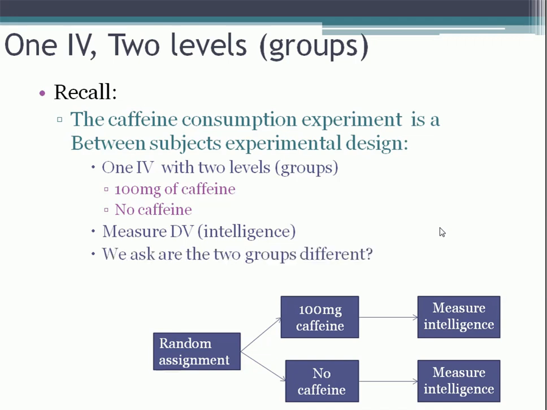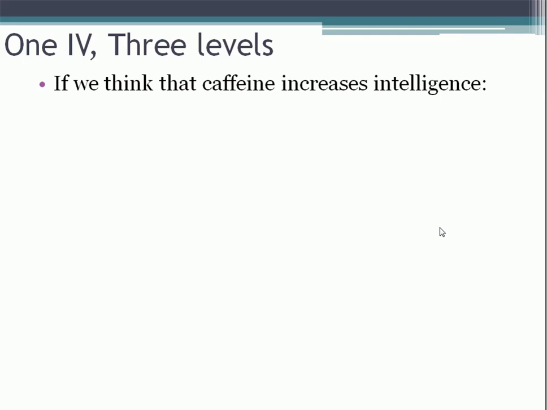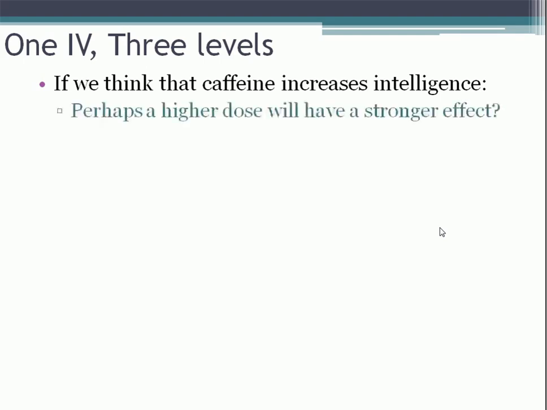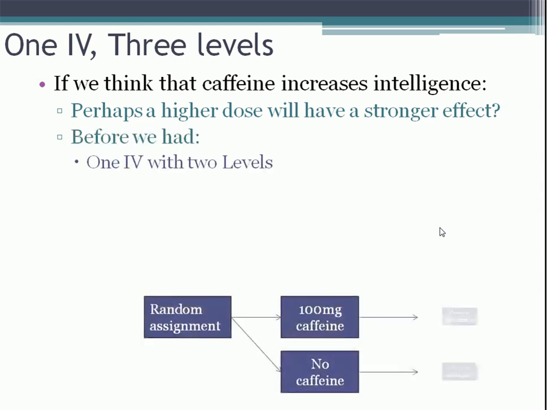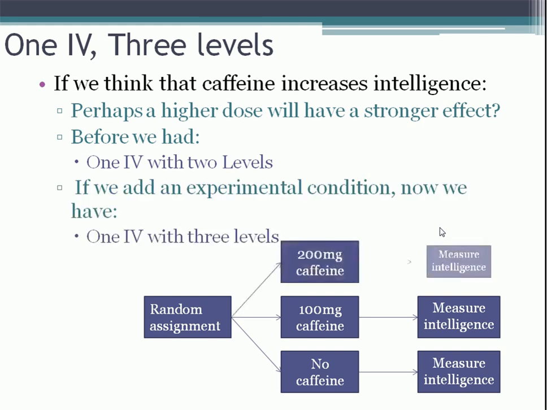And we do an independent samples t-test because we have two groups, and the question we're asking is, are they different? Now, maybe we think that caffeine does actually increase intelligence. We might ask the question, does the dosage matter, right? Will a higher dose have a stronger effect? So before we had these two levels, we could add a third level, right? We could add a third experimental condition. And now we have an independent variable that has three levels.